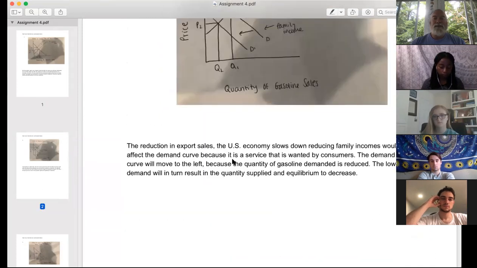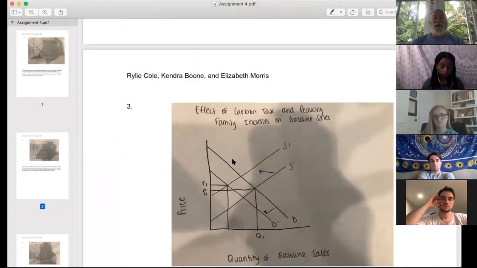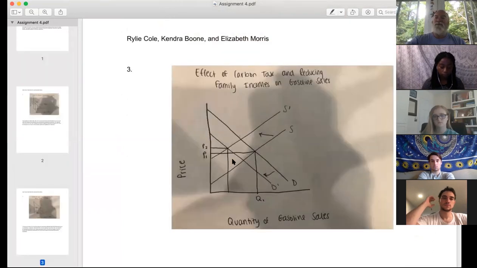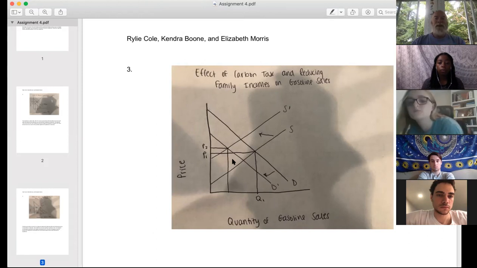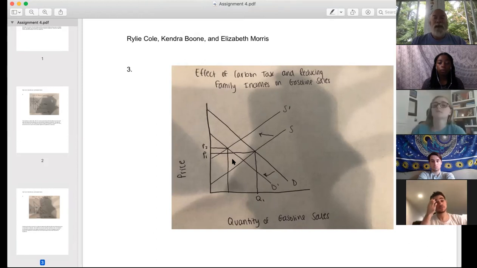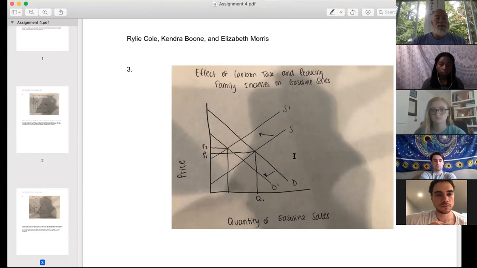All right. Now, in the third part, we put them all together. And this is where it gets a little complicated. What happened to supply in the first part of the problem? Did it increase or decrease?